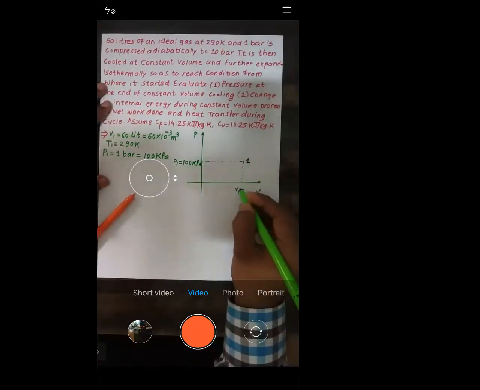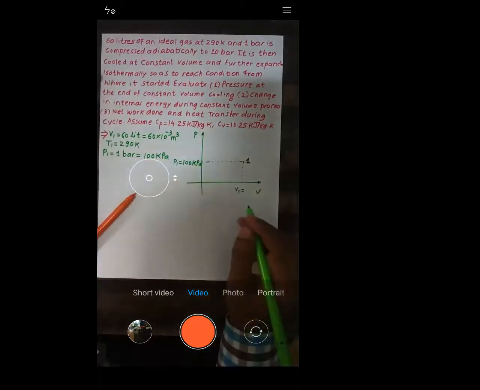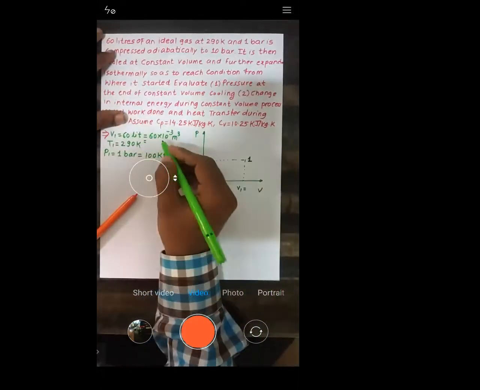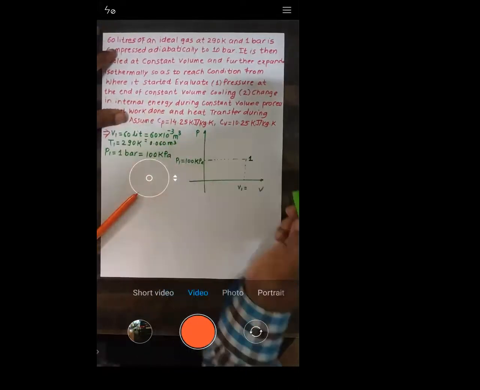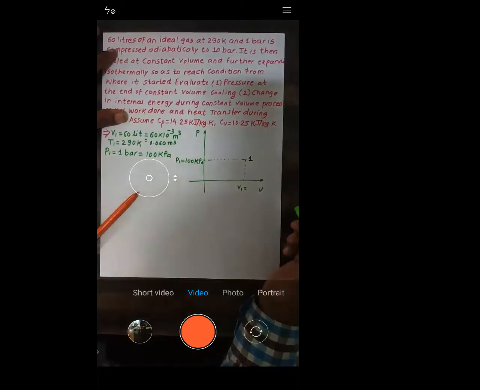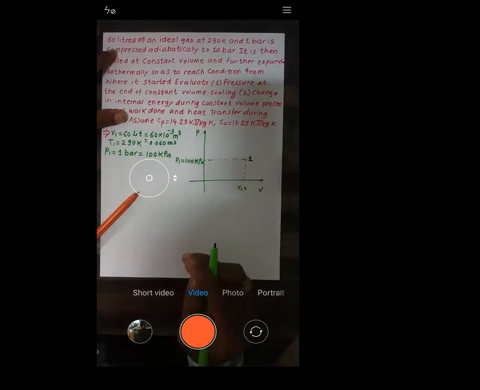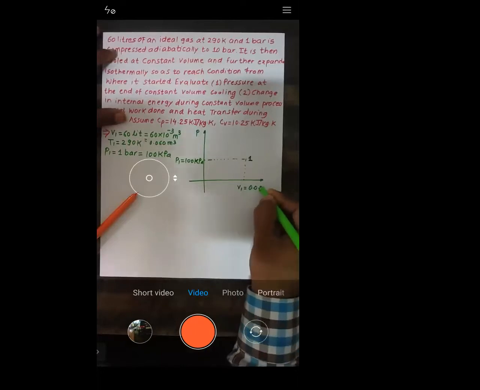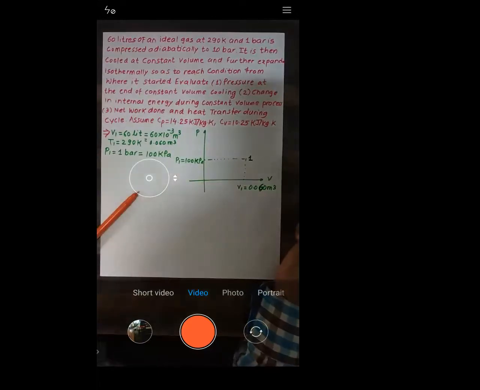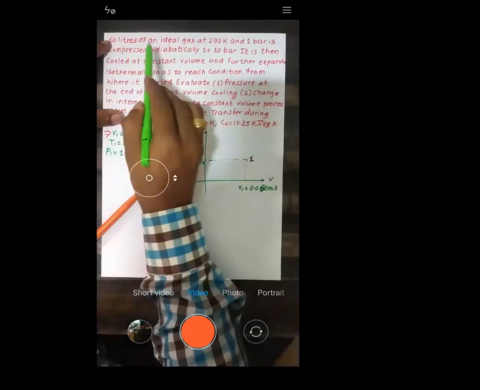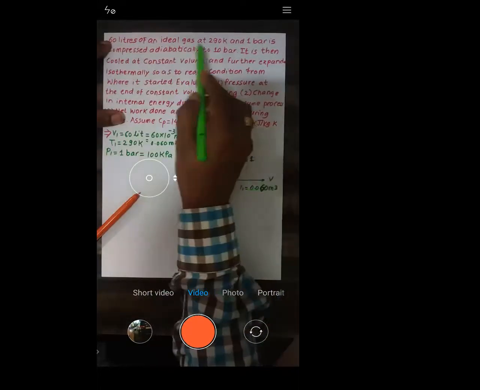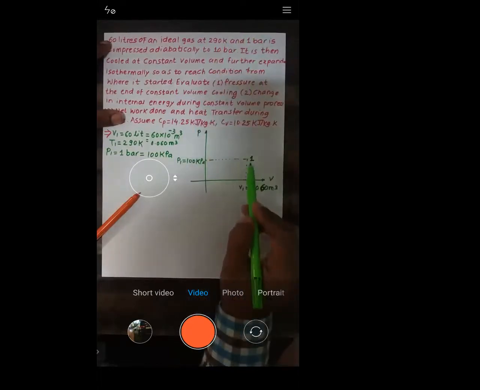V1 is 60 into 10 raised to power minus 3, which we write as 0.060 meter cube. So this is our volume scale. This is P1, this is V1. So 60 liters of an ideal gas is the volume, at 290 Kelvin and 1 bar, and 1 bar is the pressure.